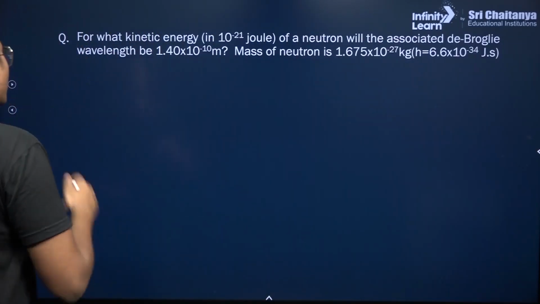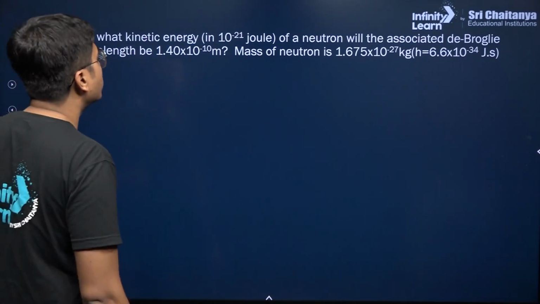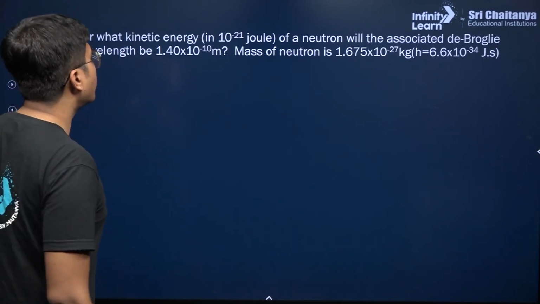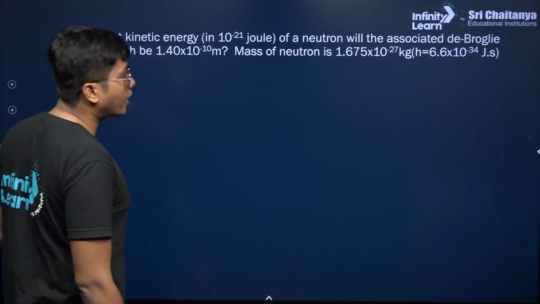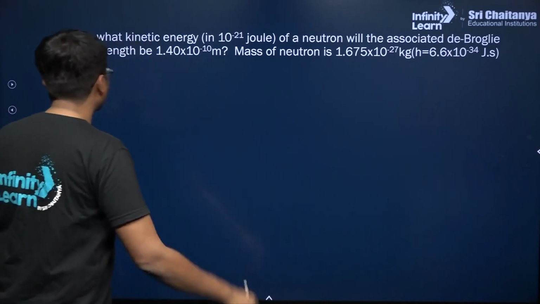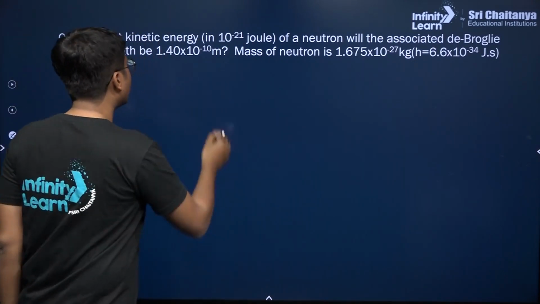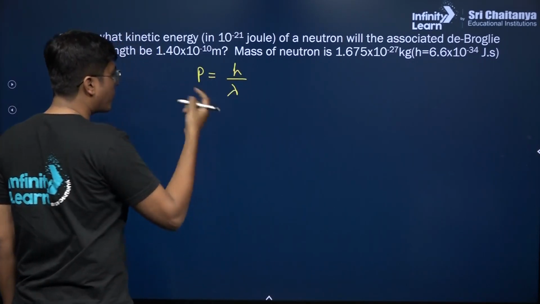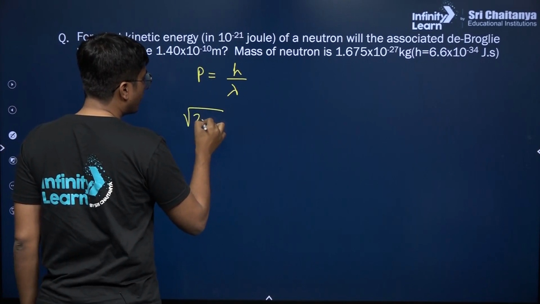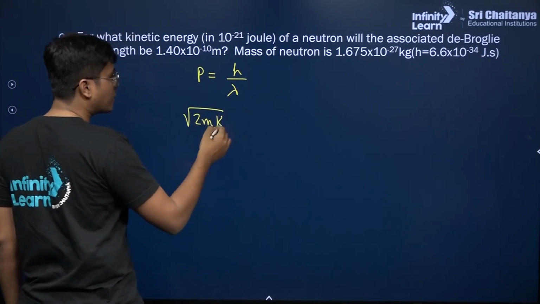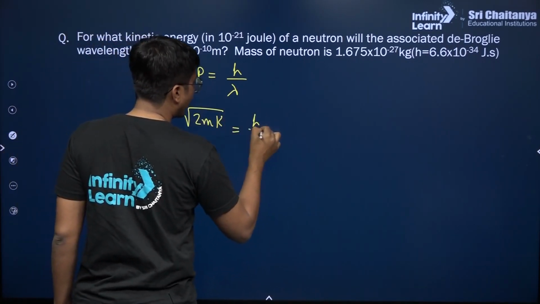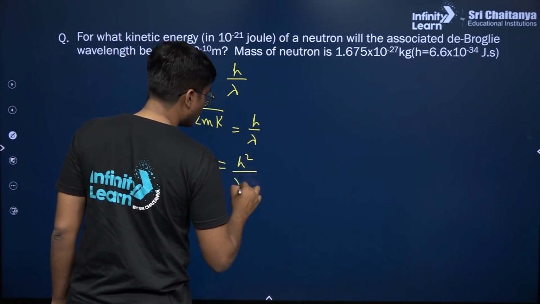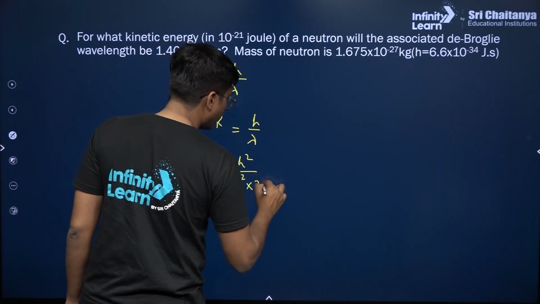Next question. For what kinetic energy in 10 to the power minus 21 joules of a neutron will the associated de Broglie wavelength be 1.4 into 10 to the power minus 10 meters? Mass of neutron and the Planck's constant value is provided to us. We know by the wave particle duality that the momentum P is equal to h by lambda. Now momentum again can be written as root over of 2mk, where m is the mass, k is the kinetic energy, that is equal to h by lambda. So k is equal to h square by lambda square and 2m down below.